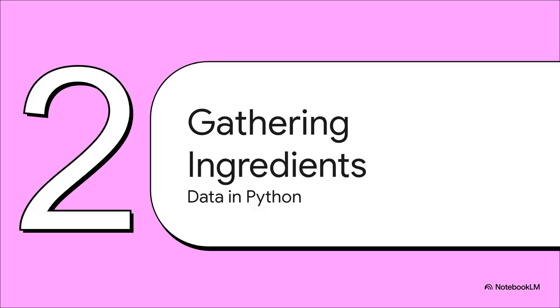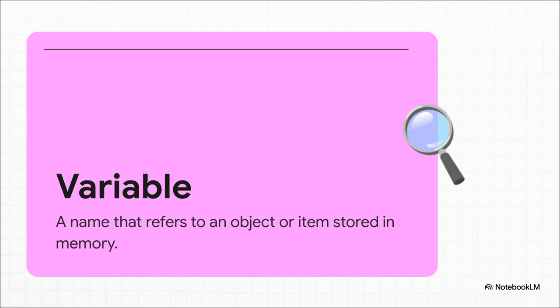All right, you can't cook without ingredients, right? In the world of programming, our ingredients are called data. This is all the raw information our program is going to work with. It's the numbers, the words, the lists of things that we're going to chop up, mix together, and bake into our final creation. But wait, where do we keep all these ingredients while we're working?